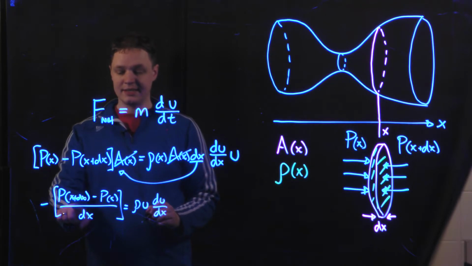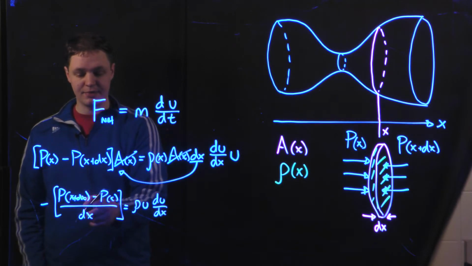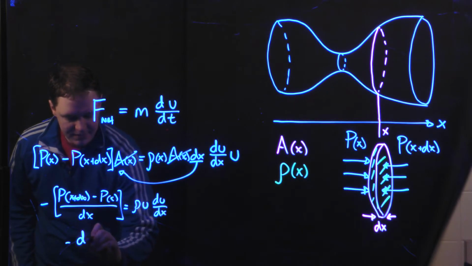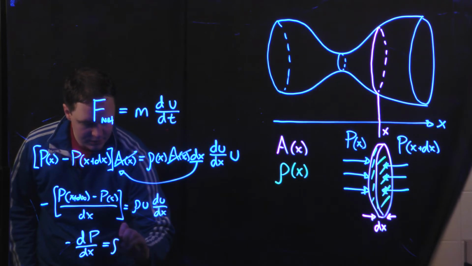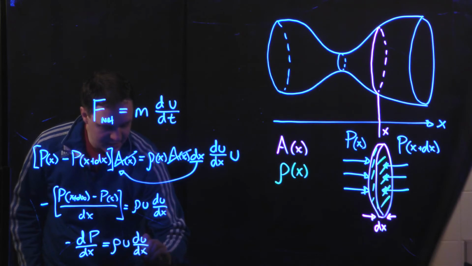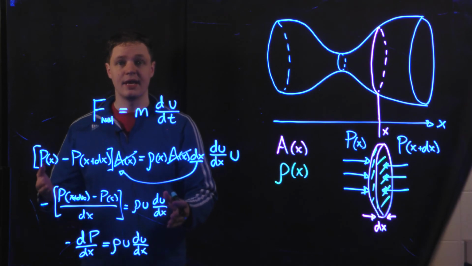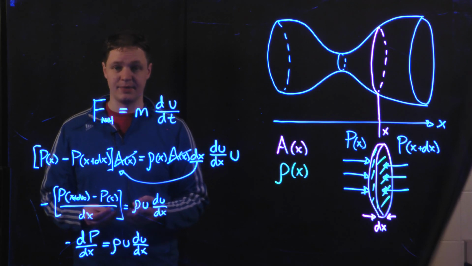But we should recognize this. This right here is a derivative. It's the spatial derivative of the pressure with position. And so we can write this as minus dP/dx is equal to rho u du/dx. And so at this point, we've done some mathematical manipulations, and we have a relationship that we can use to further understand the system that we're looking at.